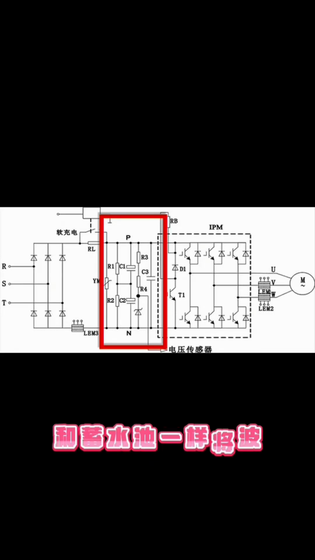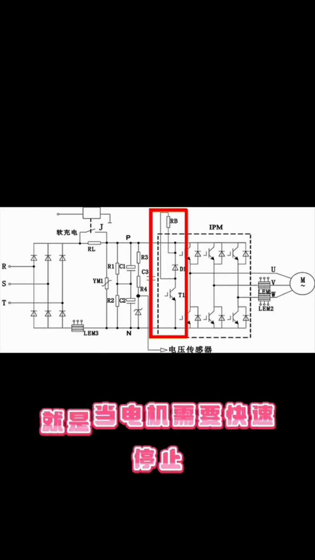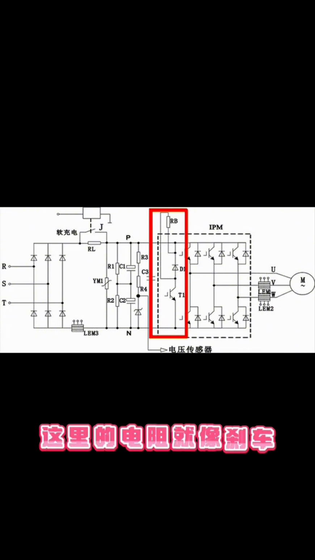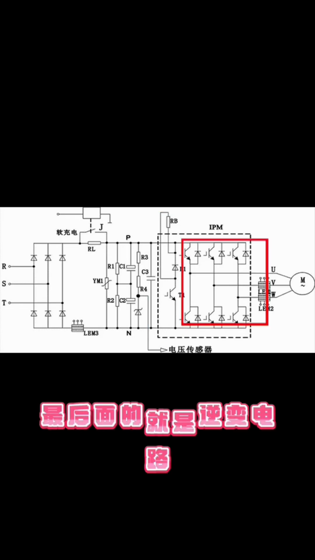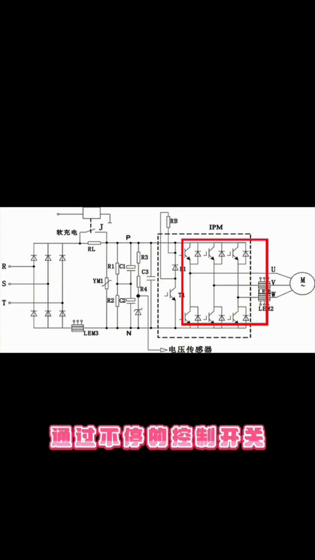This is the filter circuit. Its function is to make the DC smooth, like a water tank. It stores the turbulent water flow, then releases it smoothly and steadily. This is the brake circuit, used when the motor needs to stop quickly. The resistor here is like a brake. It quickly consumes energy and stops the motor.